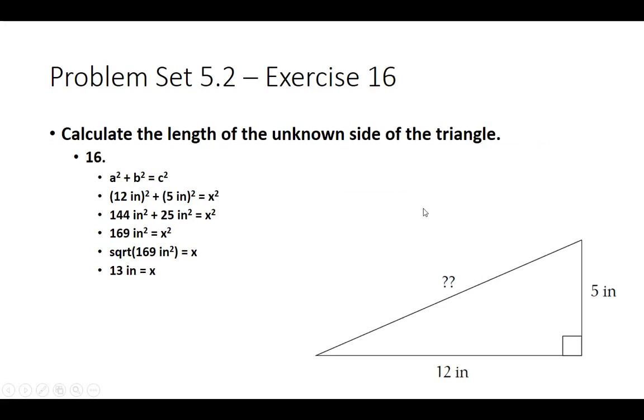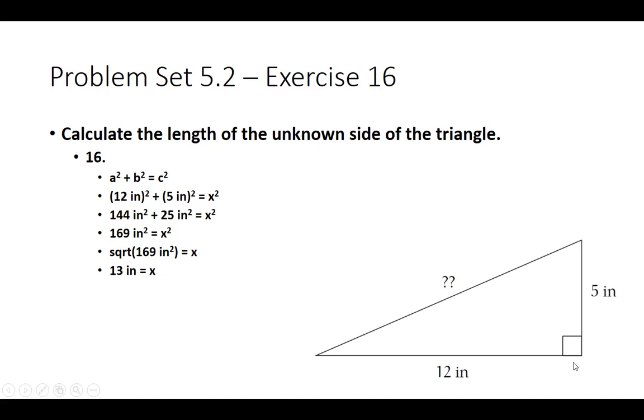Number 16, we want to calculate the length of the unknown side of the triangle. For that, we're going to use the Pythagorean theorem. We want to find the hypotenuse. We want to find C. So we use the Pythagorean theorem: A squared plus B squared equals C squared, where A and B are the lengths of the legs.